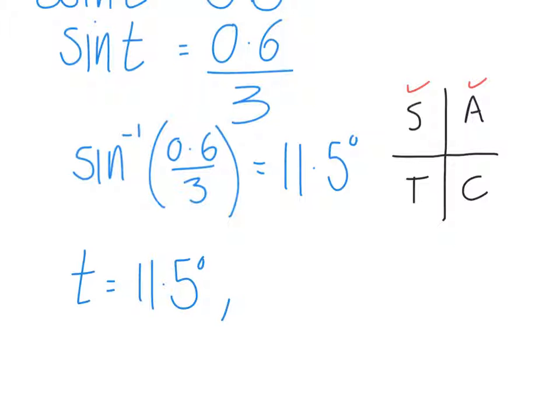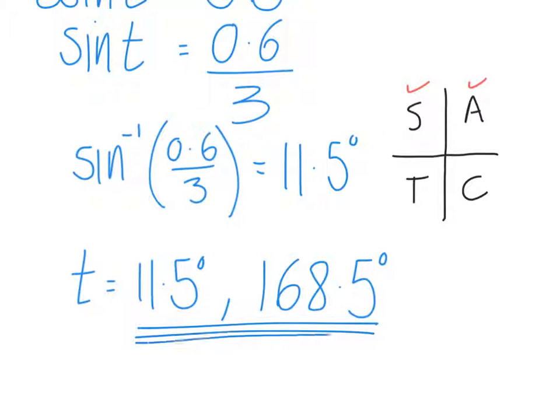Now our second value will come from the sine quadrant, and in this quadrant it's 180 take away 11.5. That gives us 168.5, which is our second value for t. We now have our two required answers for t, and that's the end of the question.